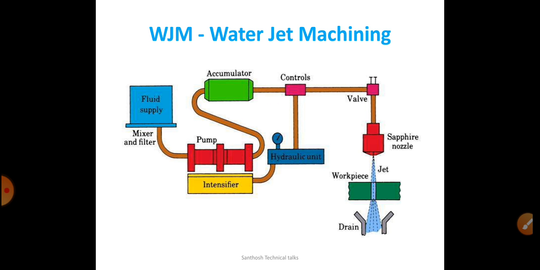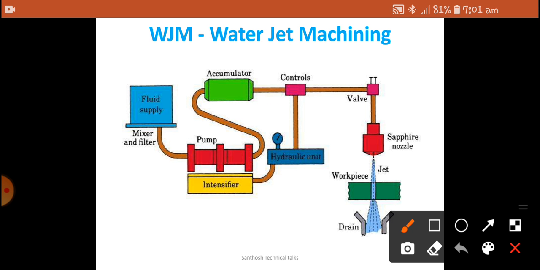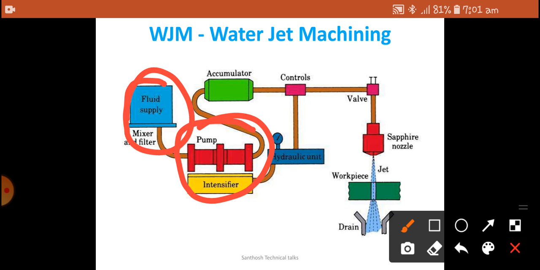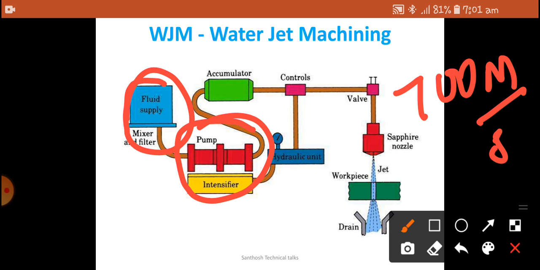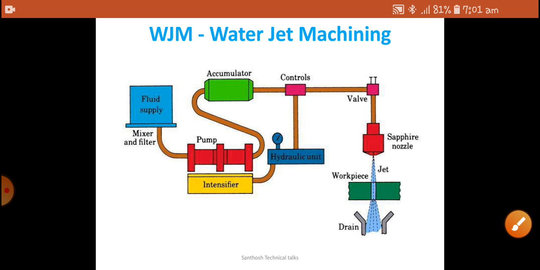The next one is the water jet machining. The difference between abrasive jet and water jet: there, abrasive particles are used. Here there is no abrasive particle. Water is pumped at high velocity, around 700 meter per second, and hits hard on the workpiece, then it will generate a hole and machine it, and whatever the profile, it can machine.